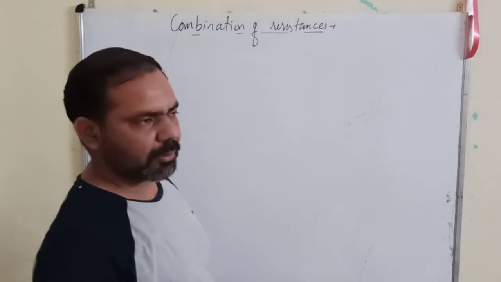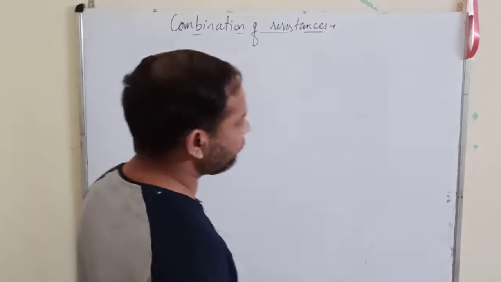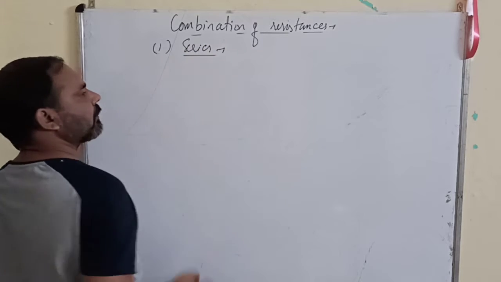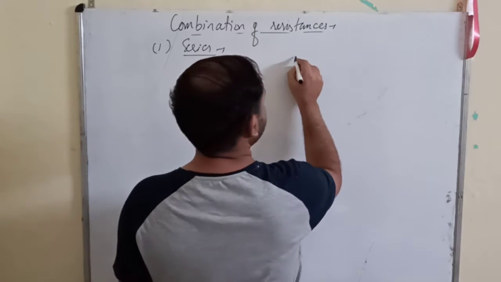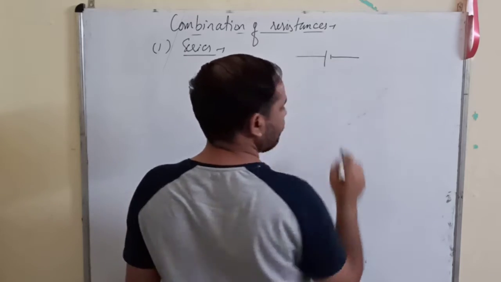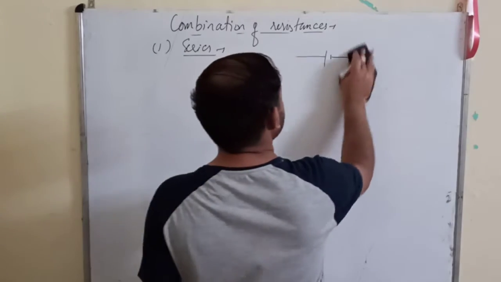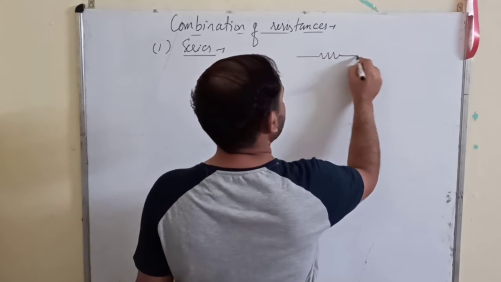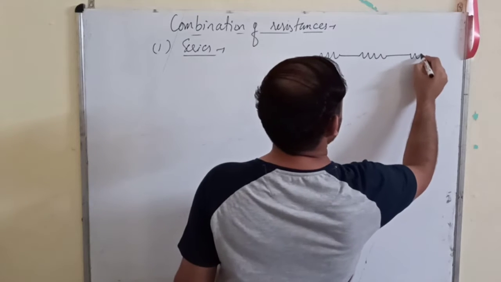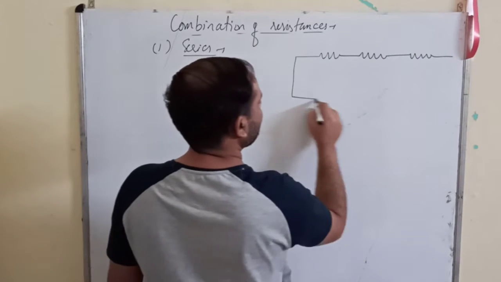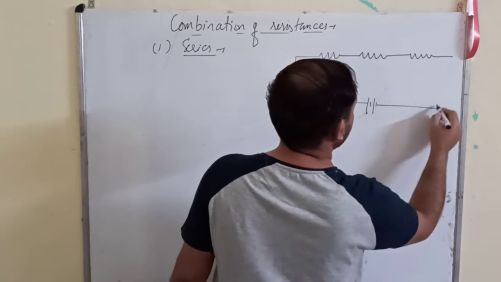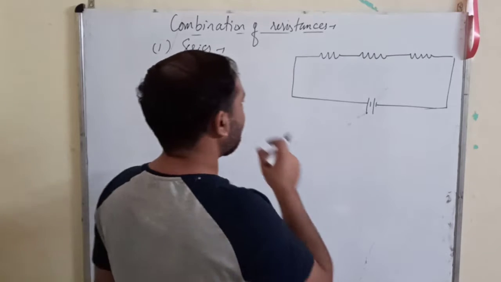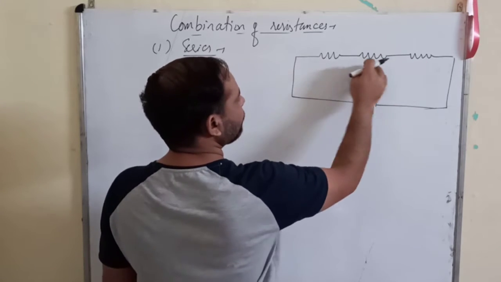Today's topic is combination of resistances, and the first combination is series. Series combination means one end of one resistor is connected to one end of the other resistor. So this is a kind of series combination.